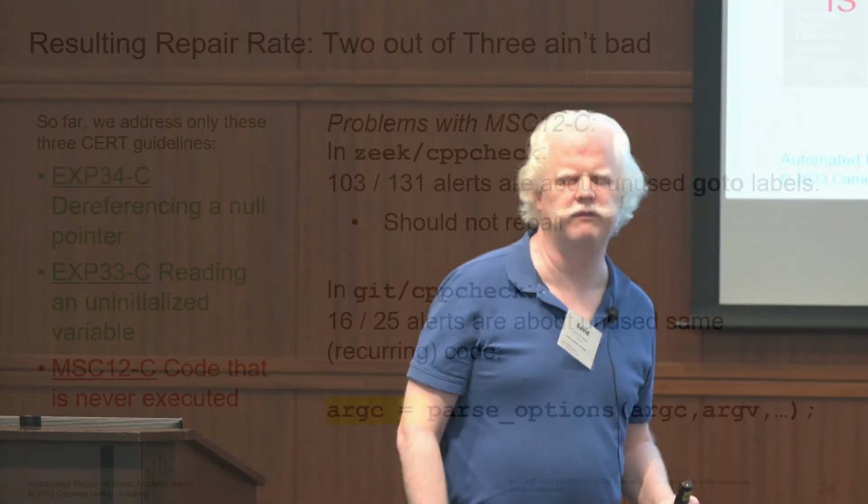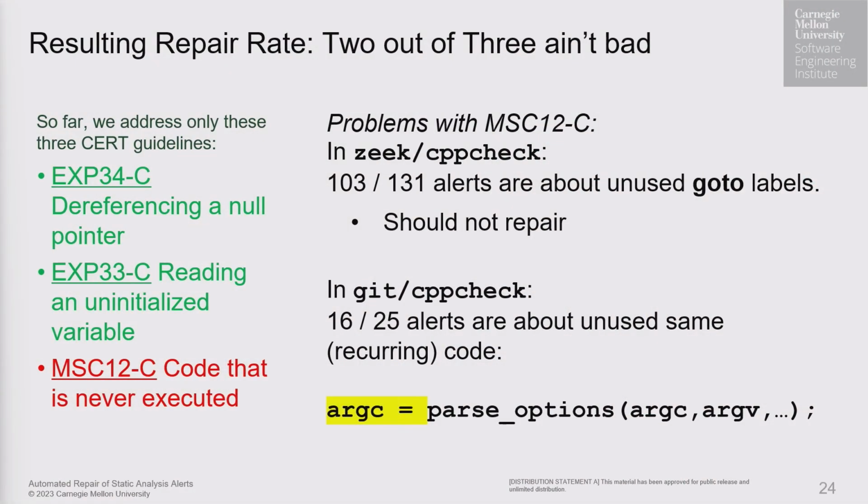So this is effectively the results of our sample alert testing. For EXP34, for null pointers, we tried to repair 80%. We repaired 100%. Life is good. For uninitialized variables, we tried to repair 80%. We repaired 100%. Life is good. For code that's never executed, we tried to repair 80%. We failed. Actually, it's not so much that we failed. We decided that was not actually a good idea.